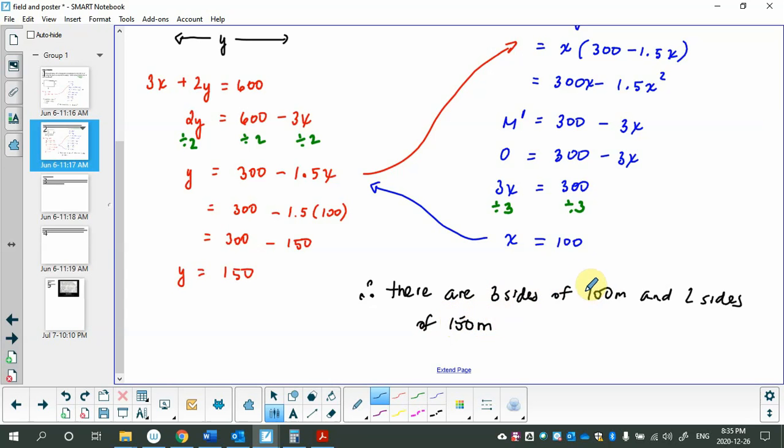300 meter sides is 300. 250 meter sides is 300. So 300 and 300 is the 600 meters we had in fencing. So you can check your work pretty quickly with some questions.